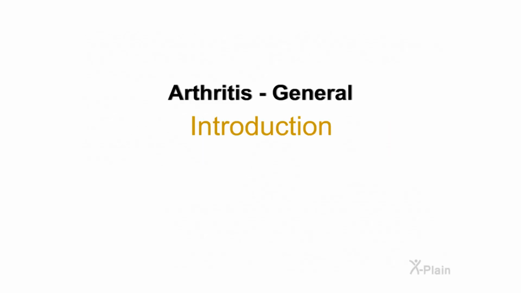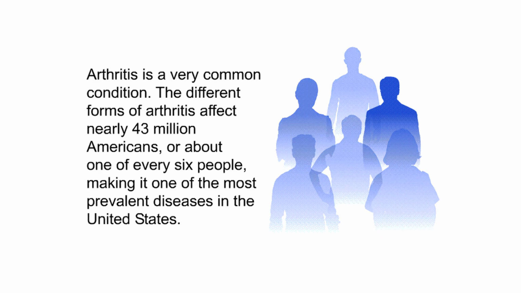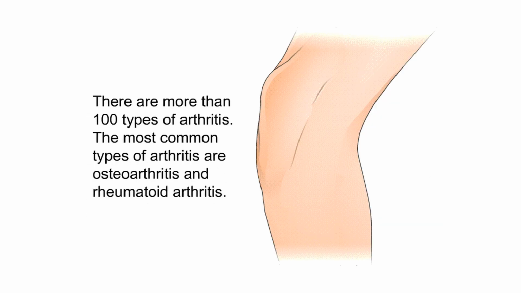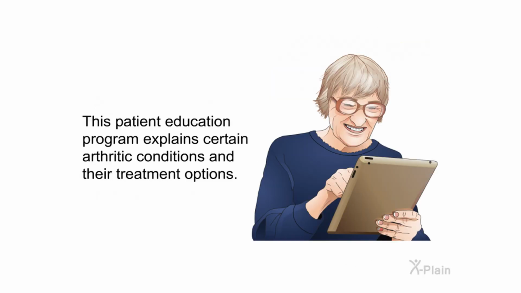Arthritis, General, Introduction. Arthritis is a very common condition. The different forms of arthritis affect nearly 43 million Americans, or about 1 of every 6 people, making it one of the most prevalent diseases in the United States. There are more than 100 types of arthritis. The most common types of arthritis are osteoarthritis and rheumatoid arthritis. This patient education program explains certain arthritic conditions and their treatment options.